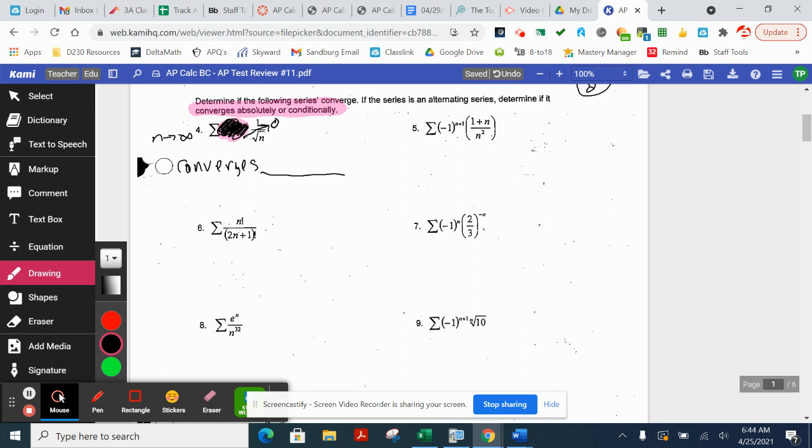So if I got rid of this part, would that 1 over root n converge on its own? That should be an answer of no, because this is a p-series with p equal to 1/2, which is less than 1. Because the answer to that question is no, this converges conditionally. The condition is that if it's alternating, it's okay, but if it wasn't alternating, it wouldn't be okay. Okay?